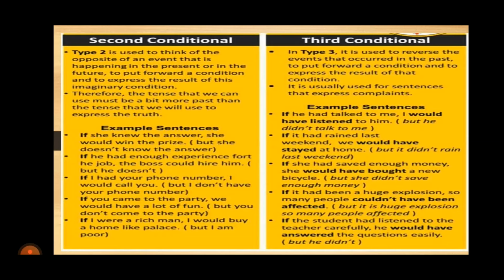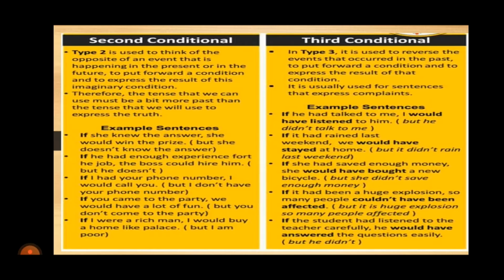If I were a rich man I would buy a home like a palace, so were is the past tense and would plus buy, so second conditional clause. Third conditional clause: if he had talked to me I would have listened to him. Okay, so that is what you are going to write. Had talked is the past perfect, and would plus have plus listened, this comes in the third conditional clause. Past perfect plus would plus have stayed, so third conditional clause.